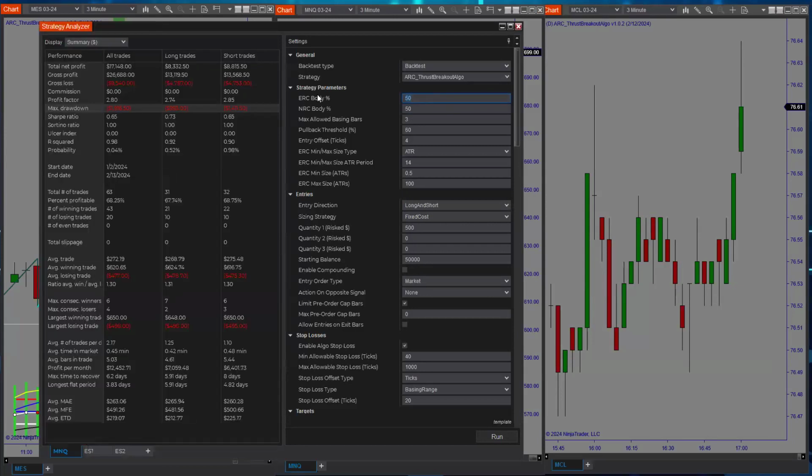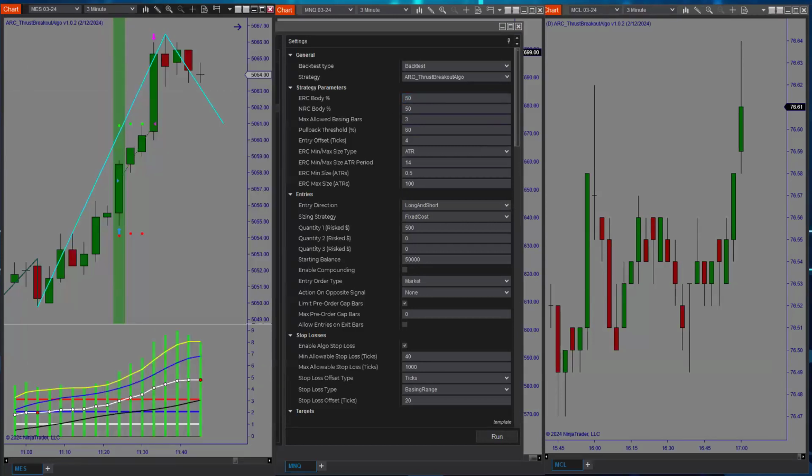Okay, so extended range candle body. Let me go here and we'll just draw on it. Okay. 50% is kind of what I have this set to. Narrow range candle body, 50%. So meaning the extended range has to be at least 50% body. Narrow range has to be 50% or less. Make sense? Max allowed basing bars. This is an important one. These are your standard numbers. 50, 50, and 3 are your standards. Okay. You can optimize those for your markets. Decide what works best for you, for your market, your time frame, your chart. But those are the standards.